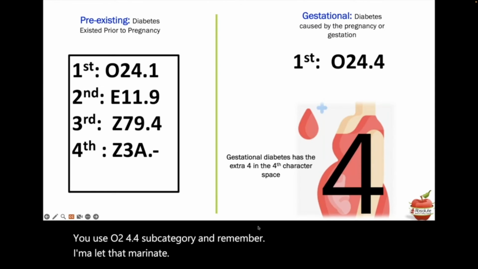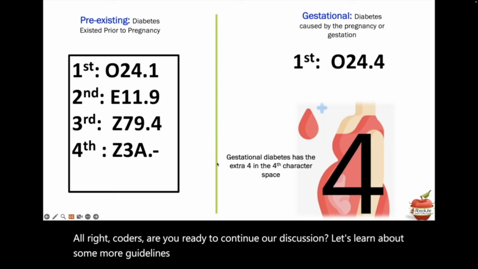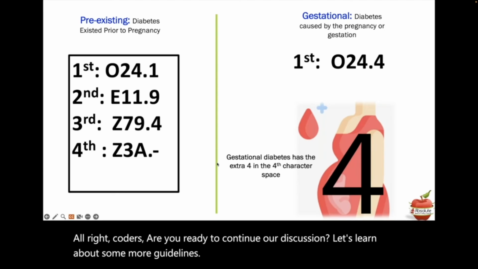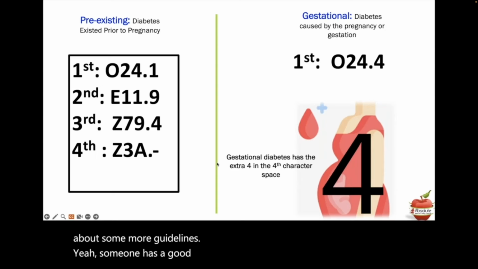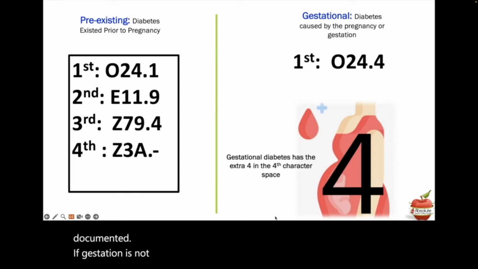All right, coders, are you ready to continue our discussion? Let's learn about some more guidelines. Oh, yeah, someone has a good point. They said, hey, if gestation is not documented, you are correct, then it is pre-existing.